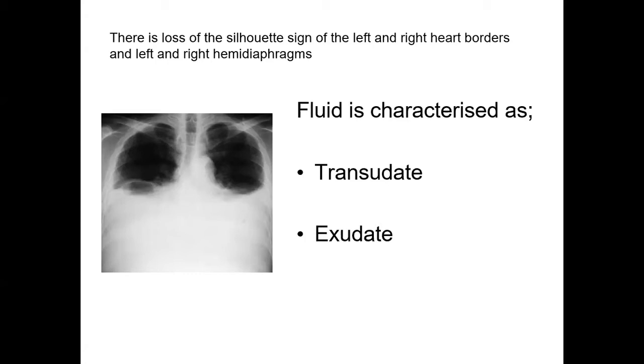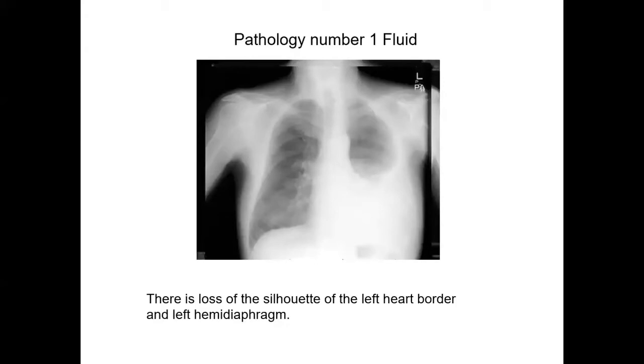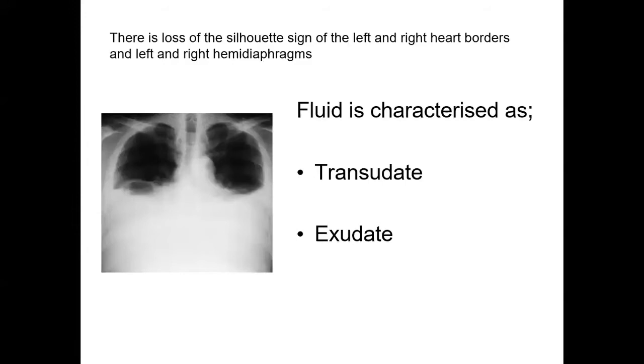And the differential for this are all the failures, systemic problems, failures such as heart failure, renal failure, liver failure, low protein, low oncotic pressure, or hypoalbuminemia or low protein states. So let's go back to this. This is a local problem, exudate, high protein, infection and tumour. And then if it's bilateral, it's most likely to be systemic and a transudate.